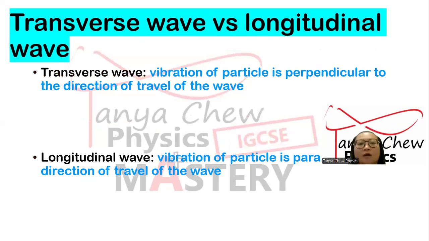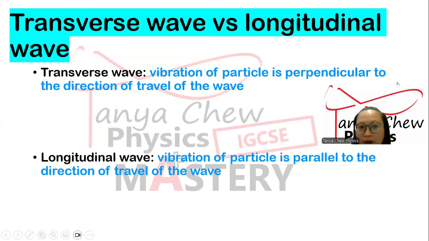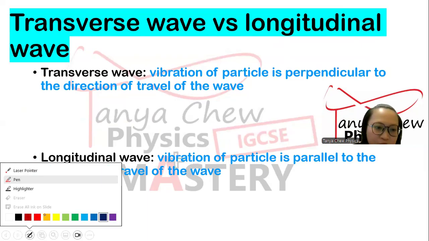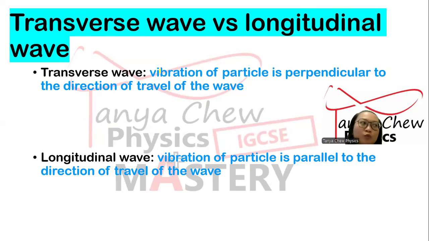Now, waves. There are two types of waves that you have to memorize. One is transverse wave. The other one is longitudinal wave. Transverse wave, okay, I will highlight the keywords. Transverse wave means vibration. Vibration of what? Vibration of the particle, which is, for transverse, perpendicular to the direction of travel of the wave, or the direction of propagation of the wave.